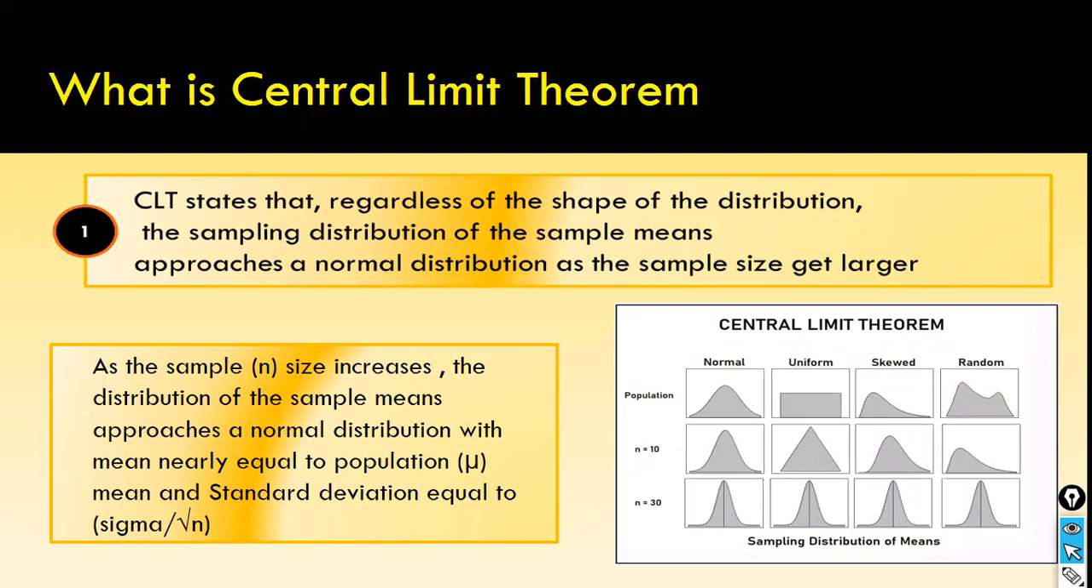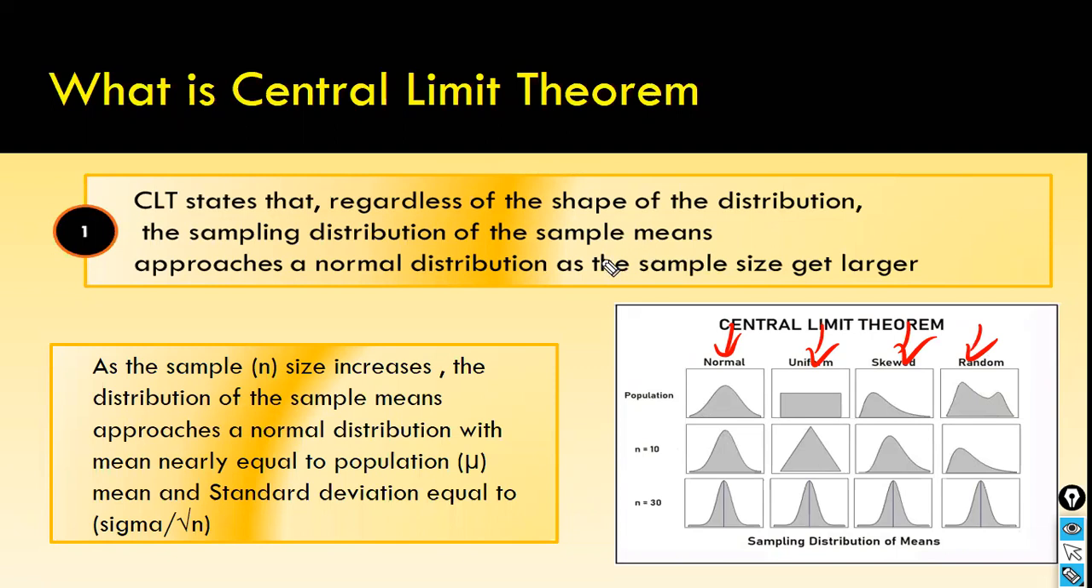Look here, in this case, we have four different distributions, four different populations. In this population, the distribution pattern is something like this. It's a normal distribution. This is a uniform distribution. The skewed distribution, random distribution.